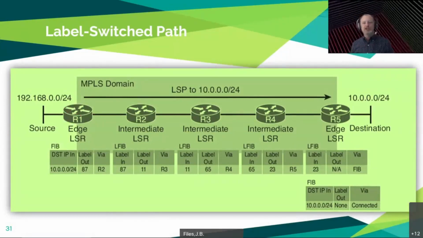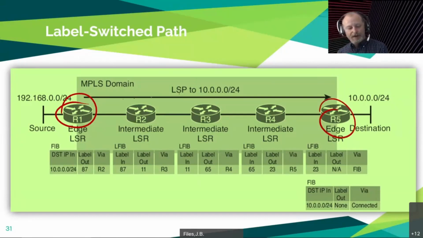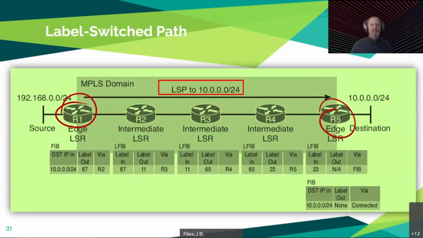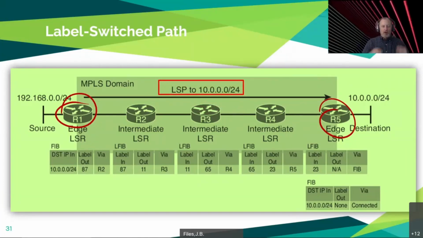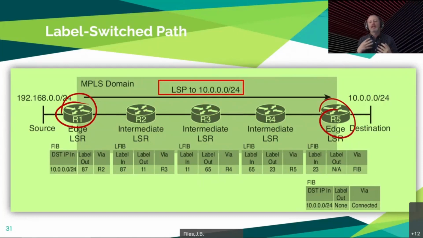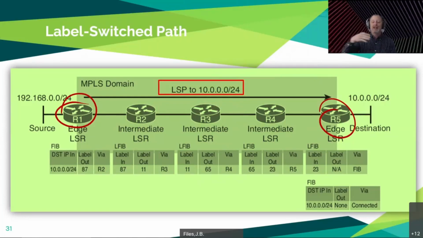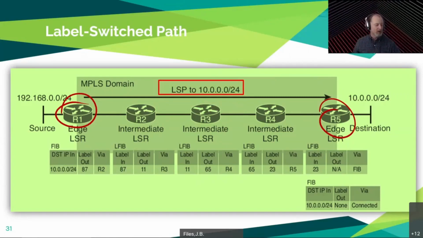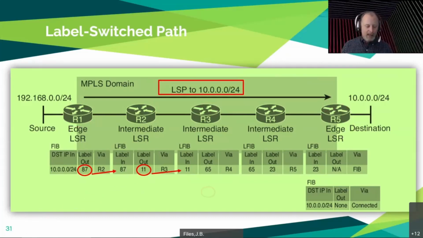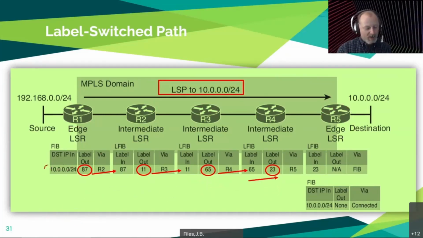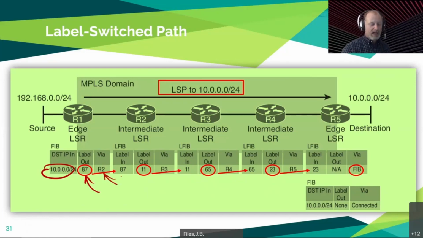So here we have a situation. We have a label switch path from R1 to R5 to reach the 10.0.0.0/24. So along that path, each router is going to take a look at the label, make its forwarding decision, remove the label and add a new label if required, and then forward it. So for R1, to get to the 10 dot network, the destination, it's going to add label 87, which goes out R2.